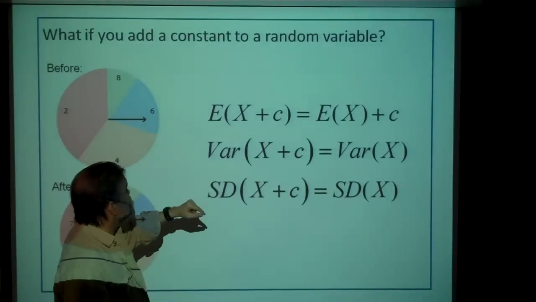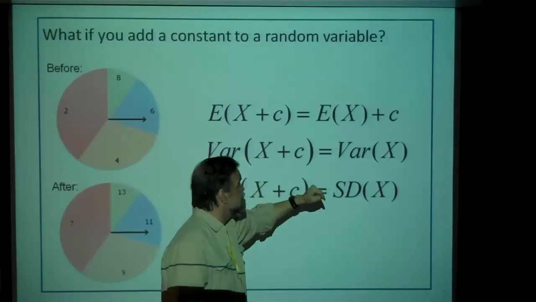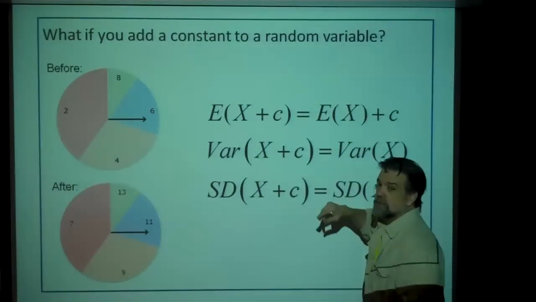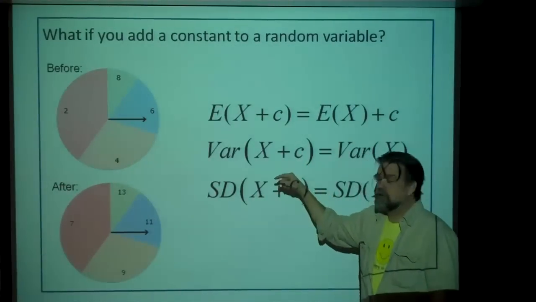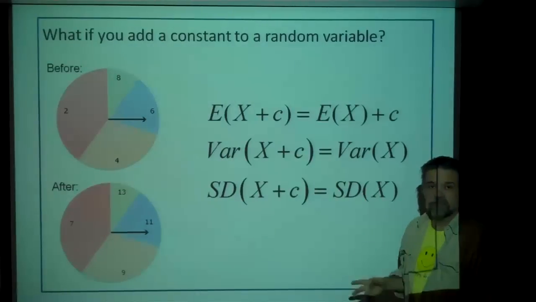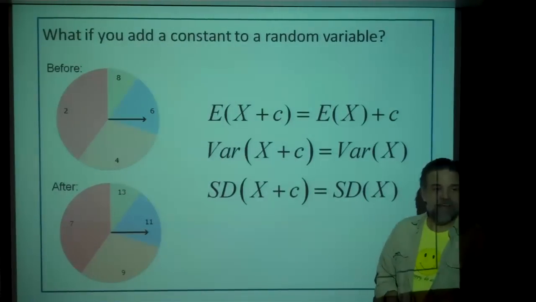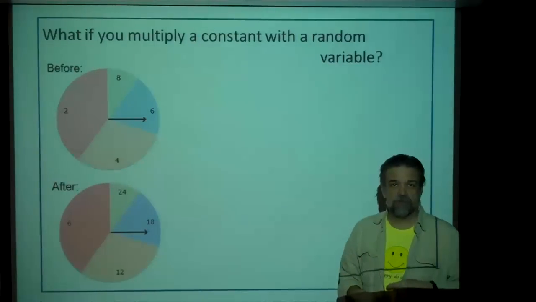So what we have is the expected value of a random variable plus a constant is just the mean of that random variable plus the constant. Whereas if you add a constant to a random variable, the variance is unchanged and the standard deviation is unchanged, okay? Now let's talk about what happens when you multiply a constant with a random variable, okay?